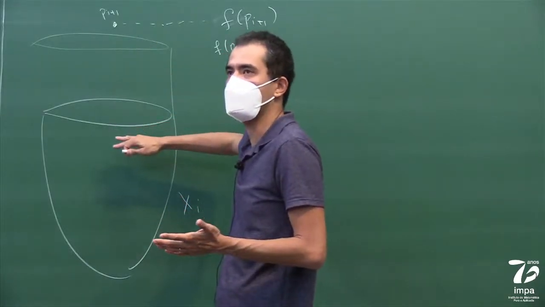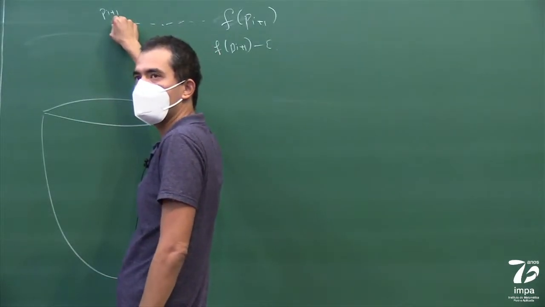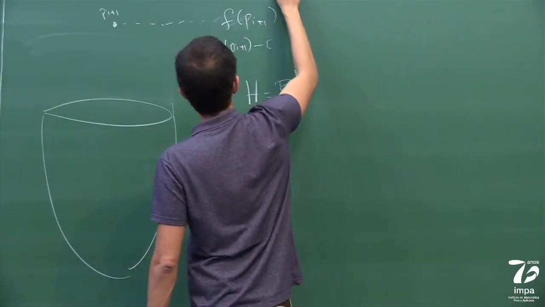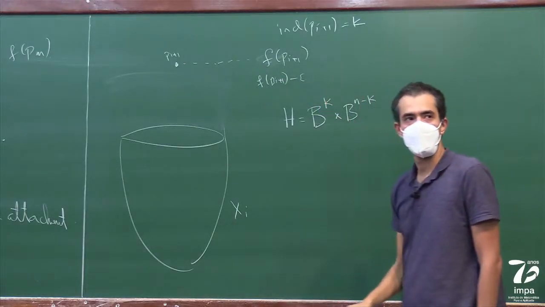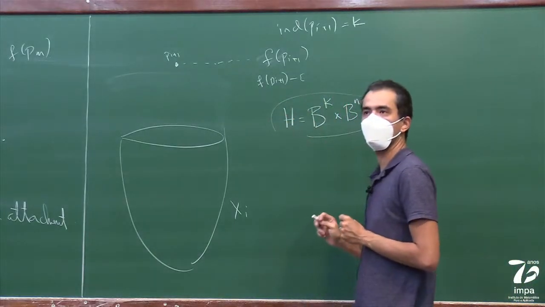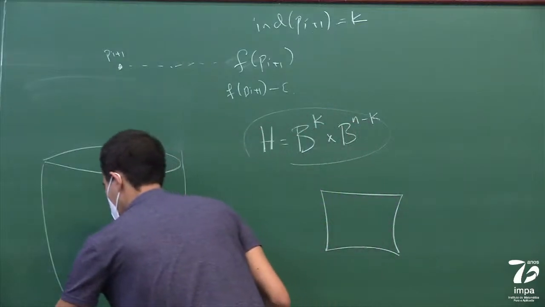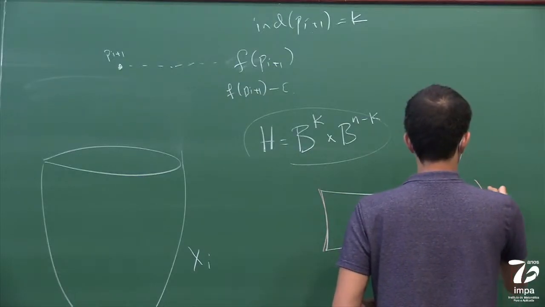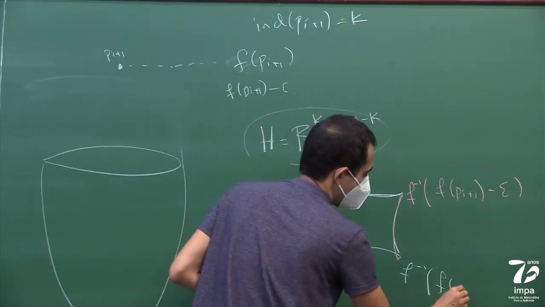So actually, there's really nothing going on here. What happened is that in the neighborhood of this point, we had this handle. And what was the handle? You could think of the handle as a product of a ball of dimension k, if the index of p_{i+1} was k, times a ball of dimension n minus k. I'm not going to smoothen the corners at first; we can smoothen them later. The picture I had was like this. I'm going to draw the ball slightly like this. Remember, this part on the left was the preimage of f of p_{i+1} minus epsilon, and this part was f inverse of f of p_{i+1} plus epsilon.